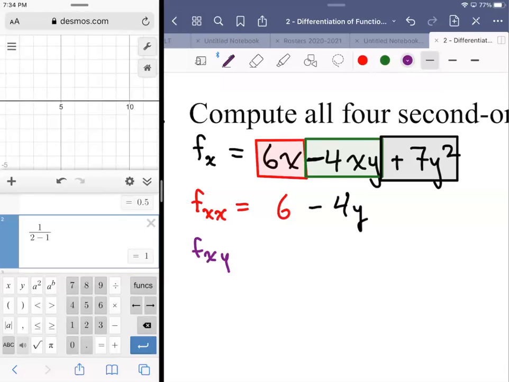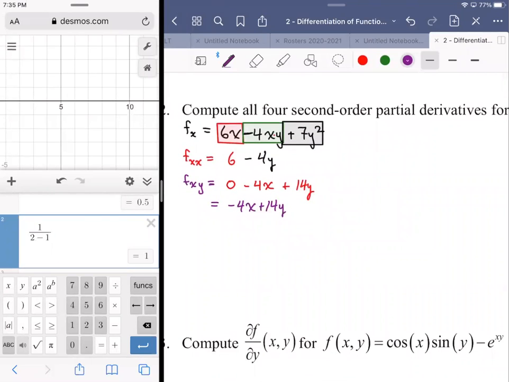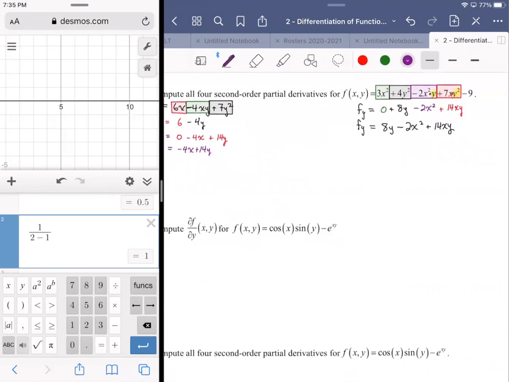All right. Now, if I wanted to go after the second order partial with respect to y, then the 6x goes to 0 because it doesn't have a y in it. Negative 4x would act as a constant multiplier of y, so that would be minus 4x. And now we do get a meaningful derivative for the 7y squared, which would be 14y. So this would end up being equal to negative 4x plus 14y. So I have 2 of the 4 necessary second order partial derivatives. Cool. Just need 2 more.